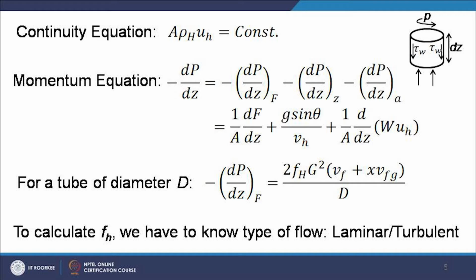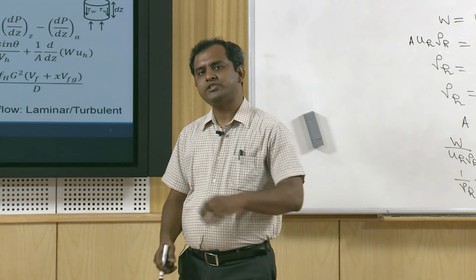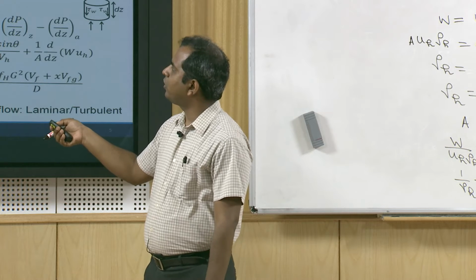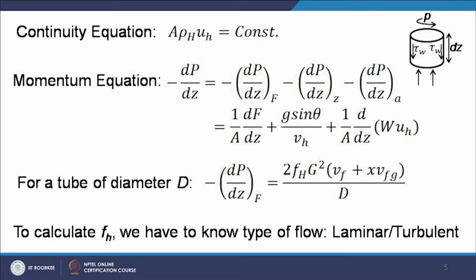As the flow is from bottom to top, at the wall of the pipeline there will be shear stress tau W. Now, let us first figure out how the different fluid mechanics equations work here. First, the continuity equation: A into rho h into UH. A into UH is the volumetric flux, multiplied by rho h, the homogeneous density, which gives the mass flow rate, which will be constant as per the continuity equation.